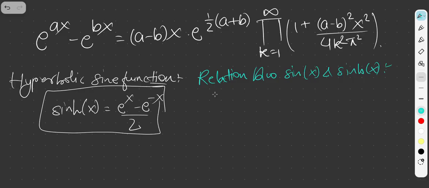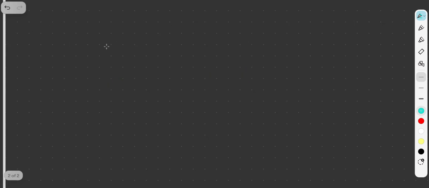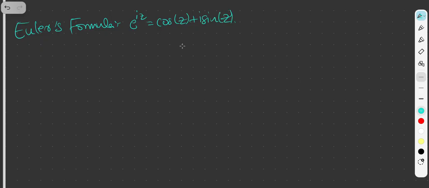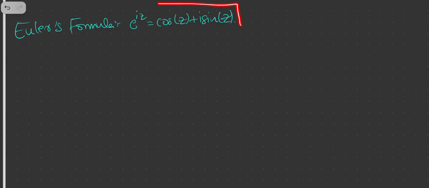So from Euler's formula, should I go deep with this? Let's just go deep with it. We have the extremely famous Euler's formula, which says e to the i z equals cosine of z plus i times sine of z. This is the amazingly famous Euler's formula, right?